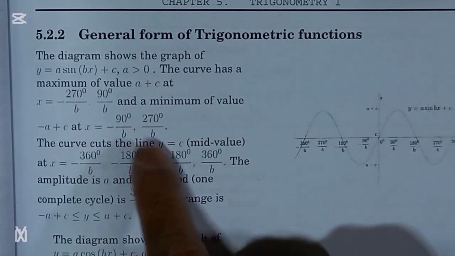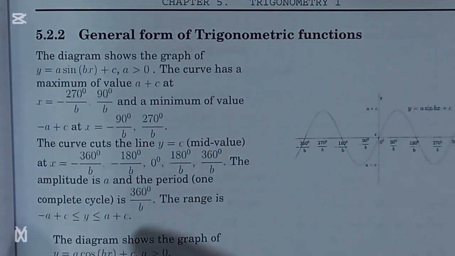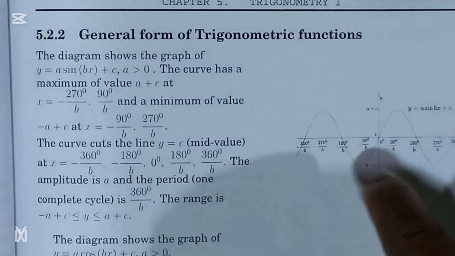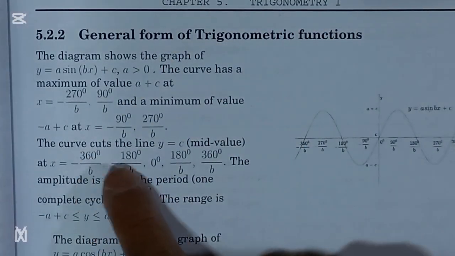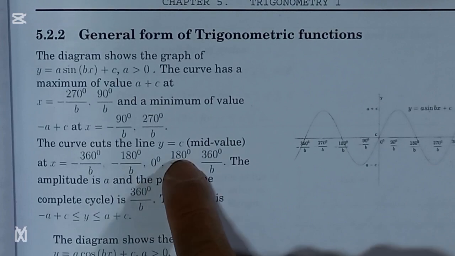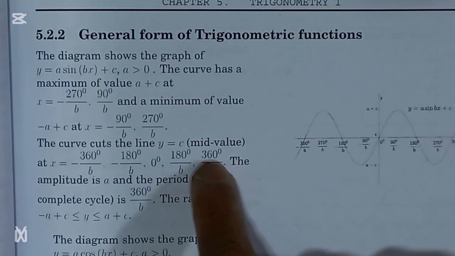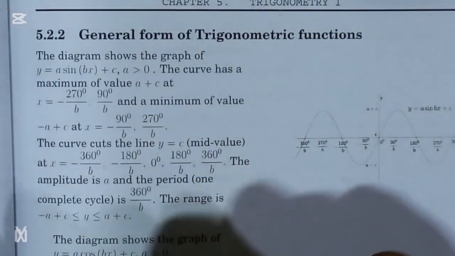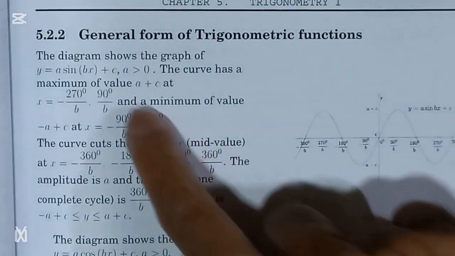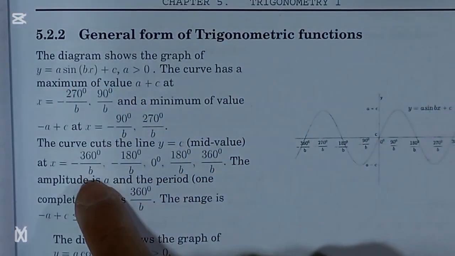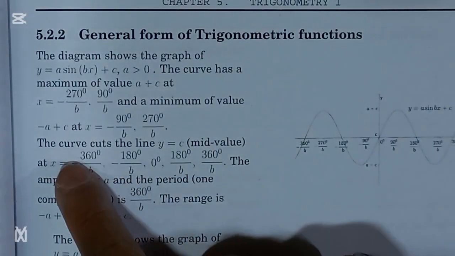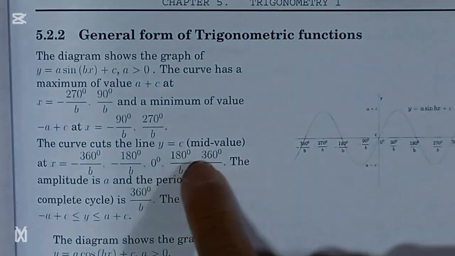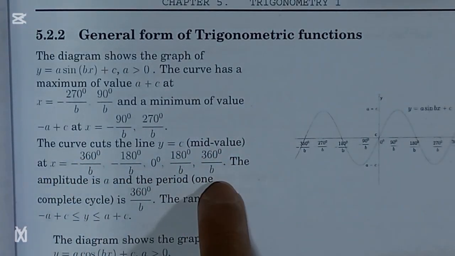Okay, the curve cuts the x-axis. If you remember the concept of sine theta, the x-axis was cut by the curve at minus 360, minus 180, 0, 180 degrees and 360. In this graph, you will just divide these values by B, with B in the denominator. The rest of the line is the same. The curve cuts the line y is equal to C at these values.